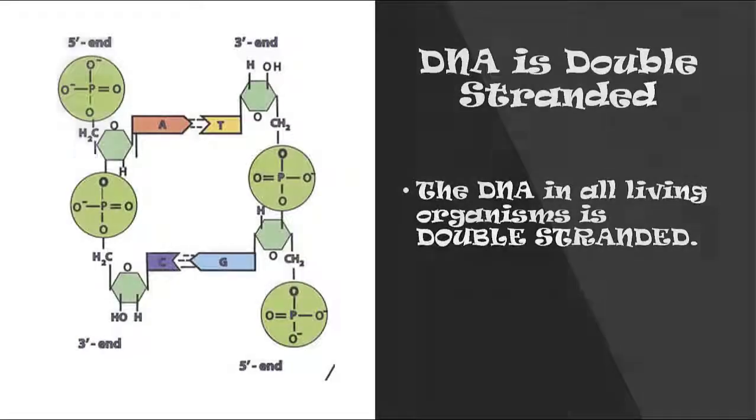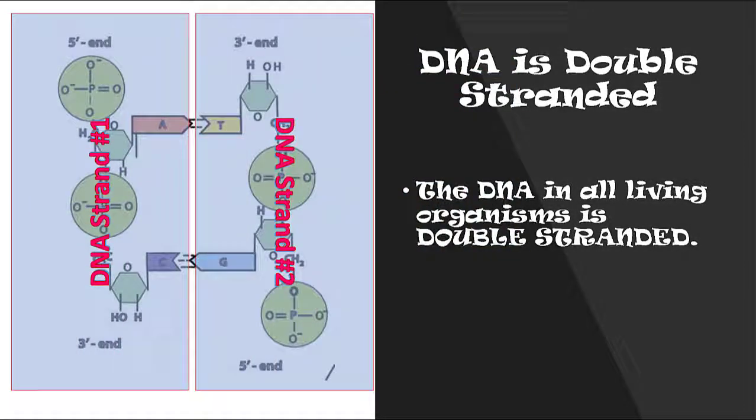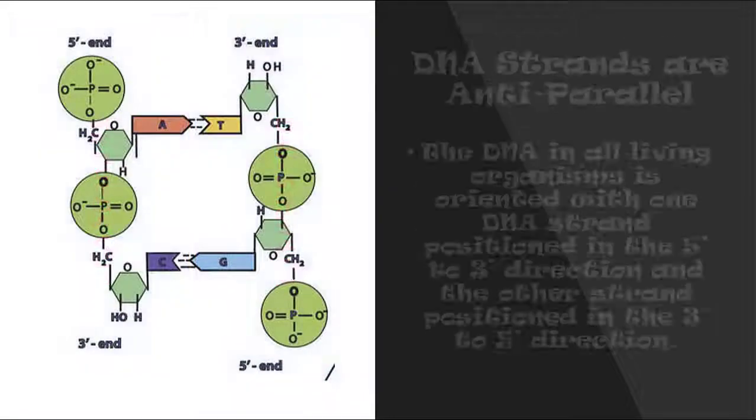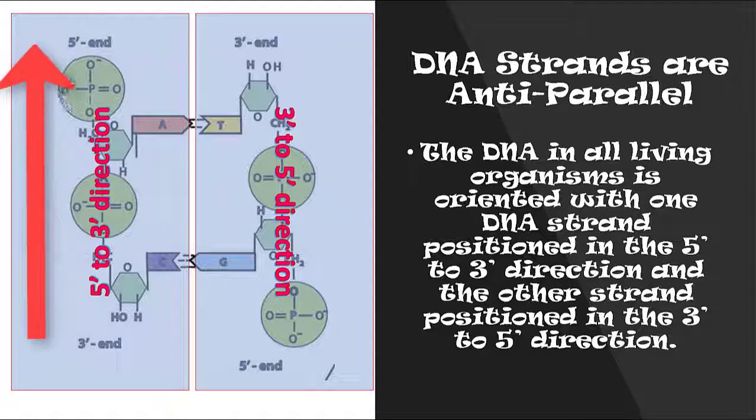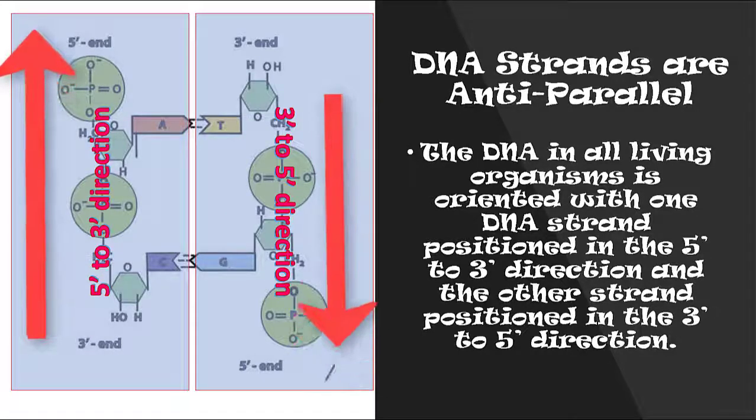DNA is double-stranded. These DNA strands are positioned anti-parallel to one another. The DNA in all living organisms is oriented with one DNA strand positioned in the 5' to 3' direction, and the other strand positioned in the 3' to 5' direction. We call this configuration anti-parallel.